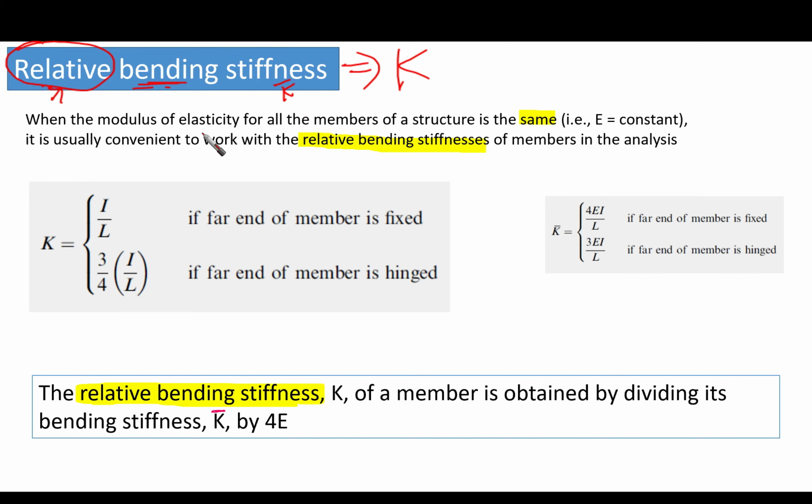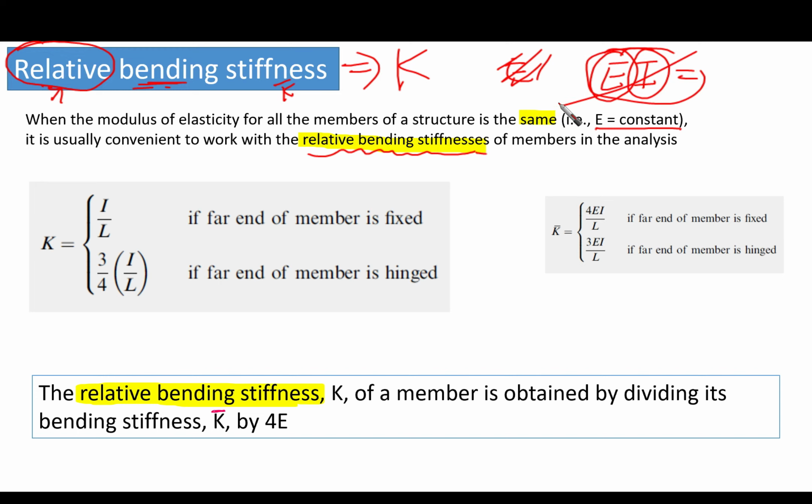When the modulus of elasticity of all the members of a structure is the same, this means that Young's modulus is constant, it is usually convenient to work with the relative bending stiffness. Relative bending stiffness is better because E is going to be cancelled everywhere, right? So it is better to get rid of E and I, we call both the inertia, so they are going to be cancelled everywhere.